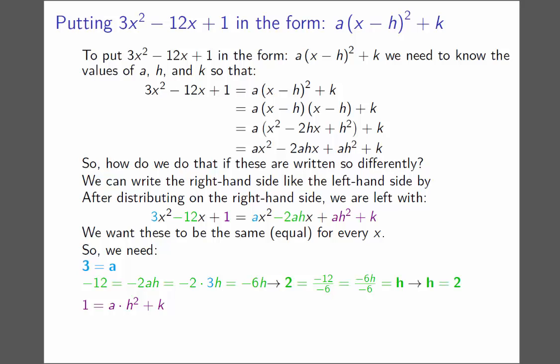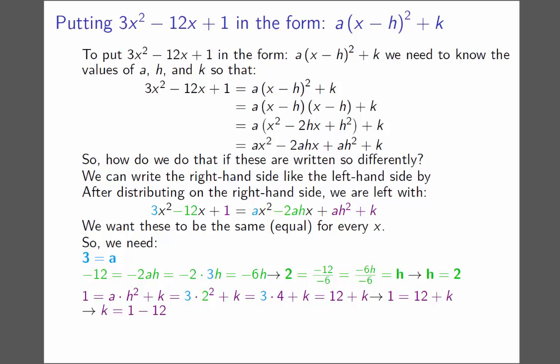And all that's left is to solve for k. But now that we know a and h, we can plug them into our equation, and we get that 1 equals 3 times 2² + k. 2² is 4, and 3 times 4 is 12, so we get that 1 equals 12 + k. And we can solve this by subtracting 12 from both sides to get k equals 1 − 12, which is −11. So we've now found that a is 3, h is 2, and k is −11.